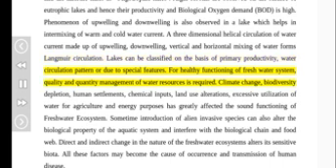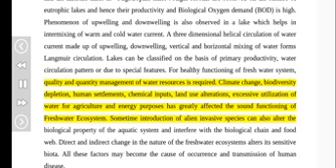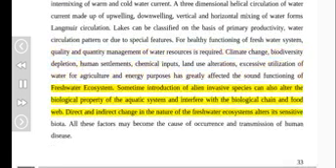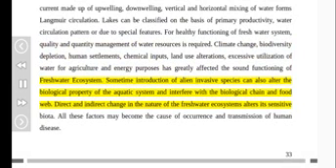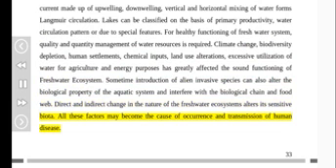For healthy functioning of freshwater system, quality and quantity management of water resources is required. Climate change, biodiversity depletion, human settlements, chemical inputs, land use alterations, excessive utilization of water for agriculture and energy purposes has greatly affected the sound functioning of freshwater ecosystem. Sometimes introduction of alien invasive species can also alter the biological property of the aquatic system and interfere with the biological chain and food web. Direct and indirect change in the nature of the freshwater ecosystems alters its sensitive biota. All these factors may become the cause of occurrence and transmission of human disease.